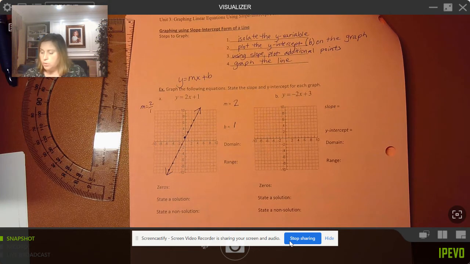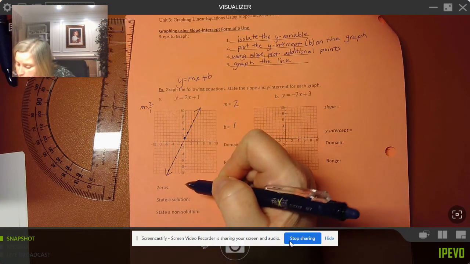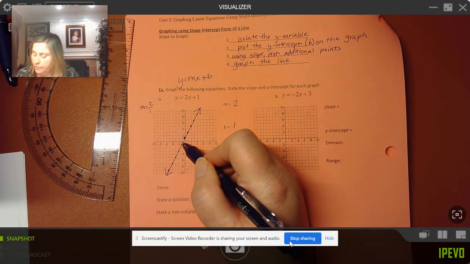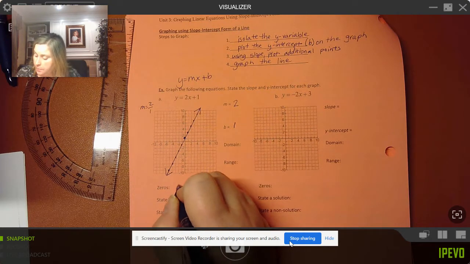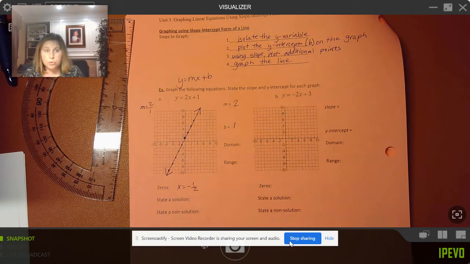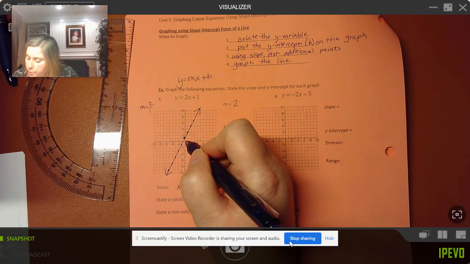So what are the zeros? In other words, where does our line cross the x-axis? For right now, we're just going to estimate that. We're not going to calculate that out. So our zero, this would go through the x-axis at about negative 1/2. Then we're asked to state a solution and a non-solution of the line. For a solution, I'm just going to use the y-intercept. So (0, 1).